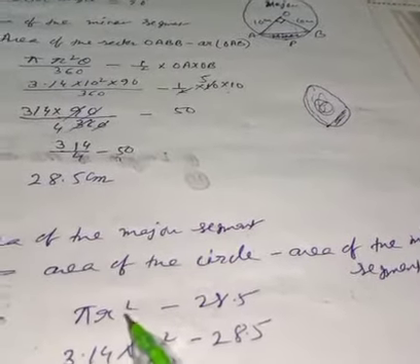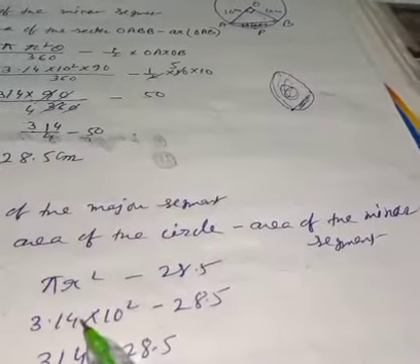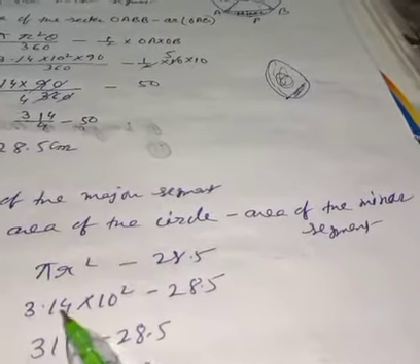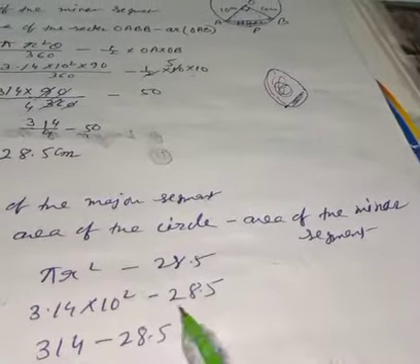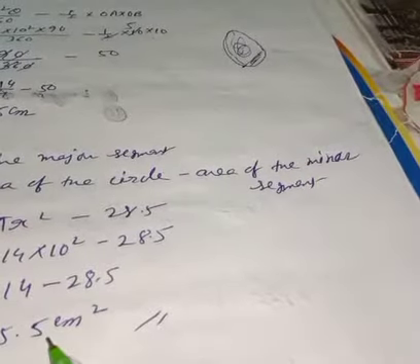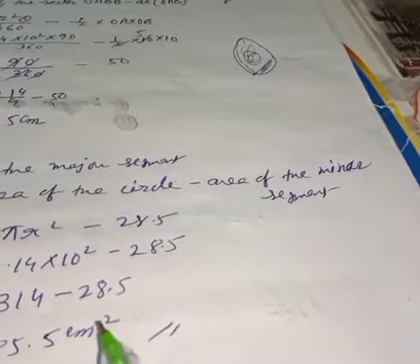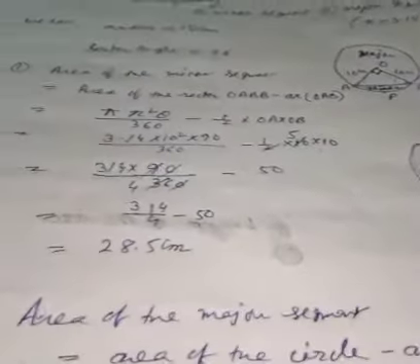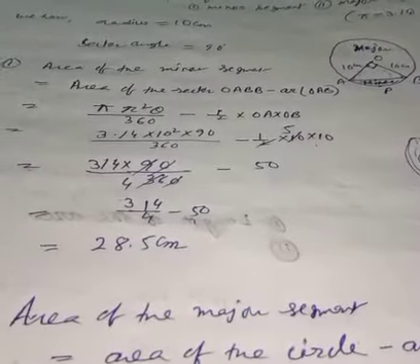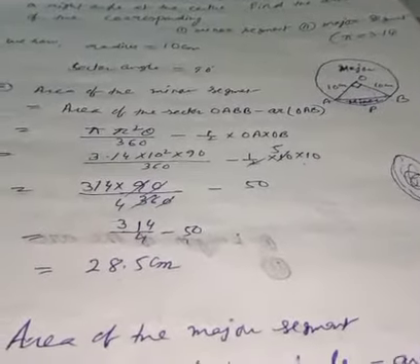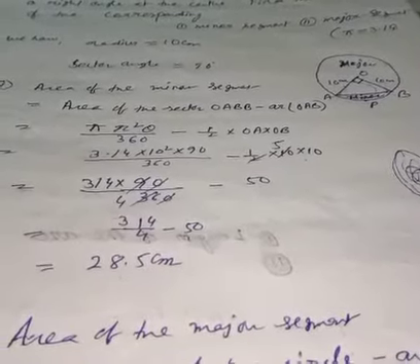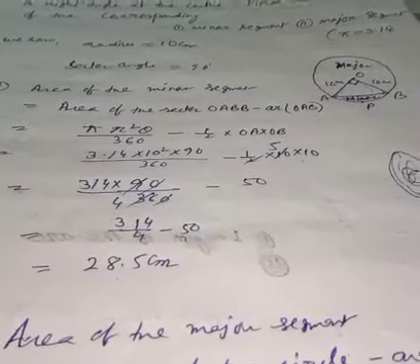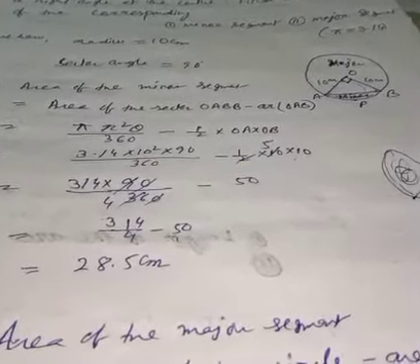The area of the circle is pi r square and the area of the minor segment you already got, 28.5. So pi 3.14, r square is 10 square, minus 28.5. If you multiply 3.14 with 10 square, which is 100, you will get 314 minus 28.5. That is 285.5 centimeter square. So like this you need to find the area of the minor and major segment of a circle. Clear? In case of any doubt regarding the concept of the sector formula, how to find the length of an arc, or how to find the area of minor or major segment, please get back to me.